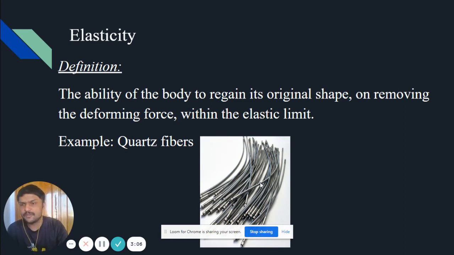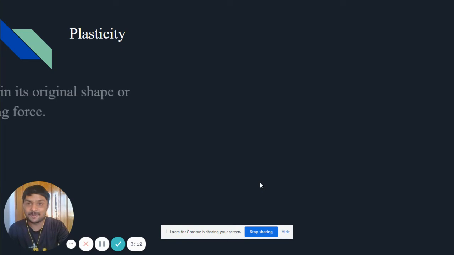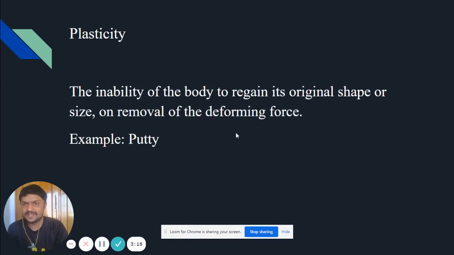Okay. When we learn elasticity, there has to be a contrary for it. The contrary is called plasticity. You understood elasticity, right? It's a very simple thing. It was the ability to regain its original shape. But plasticity is the opposite: the inability of the body to regain its original shape or size on removal of the deforming force. The perfect example would be a water bottle. You take it, crush it, and it does not come back to its original shape on its own. After removal of the deforming force, it's not coming back to its original form.